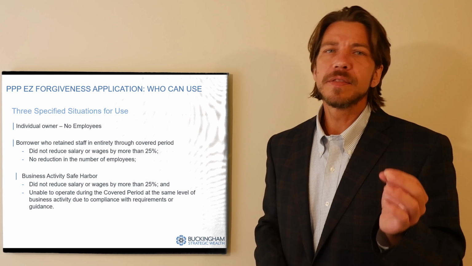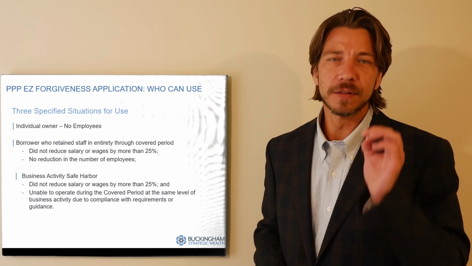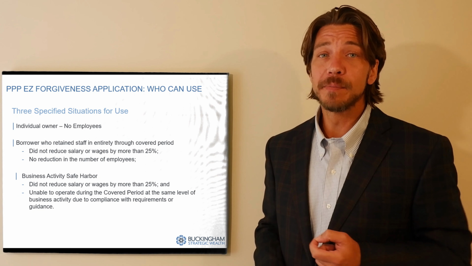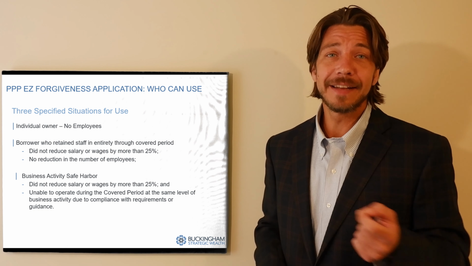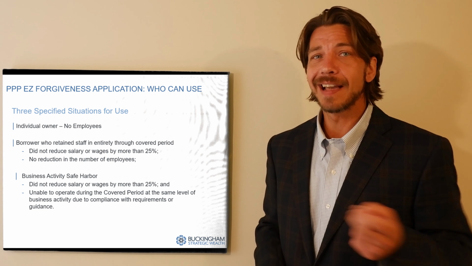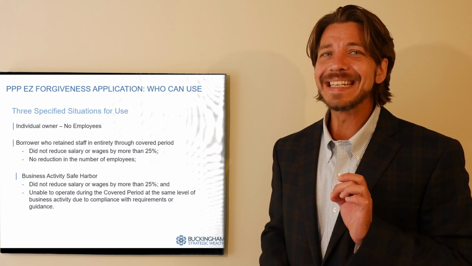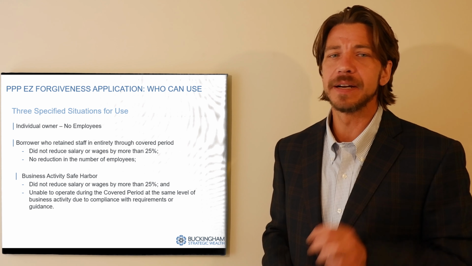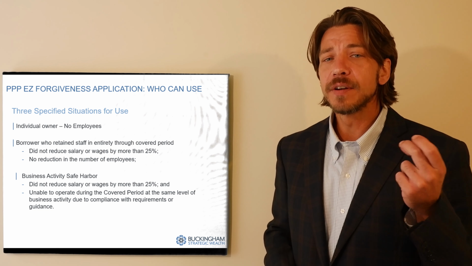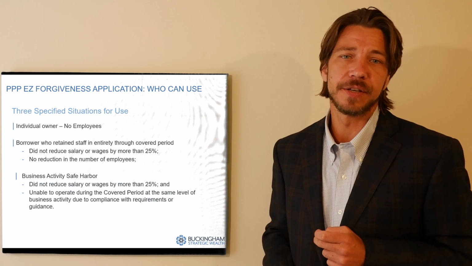So first, what are the 3 situations in which you can use the EZ PPP loan forgiveness application? Well, first, if you're an individual owner with no employees, if no employees were included in your PPP application, then use this streamlined approach. Second, for a borrower who retained all of their staff in entirety throughout the entire covered period, so they did not reduce salary or wages by more than 25%, and there was no reduction in the number of employees, so they're not going to use that safe harbor like we're going to use.